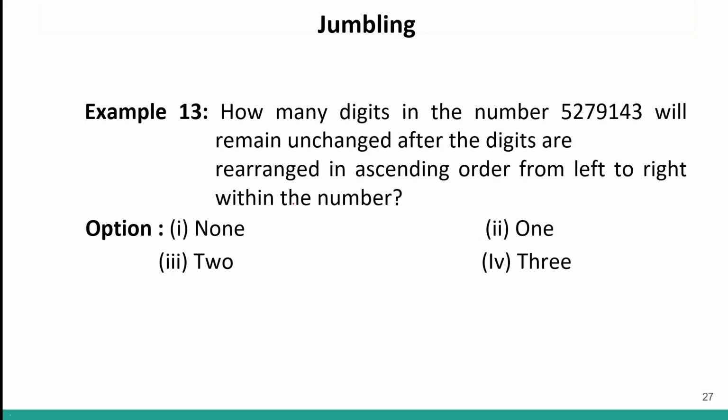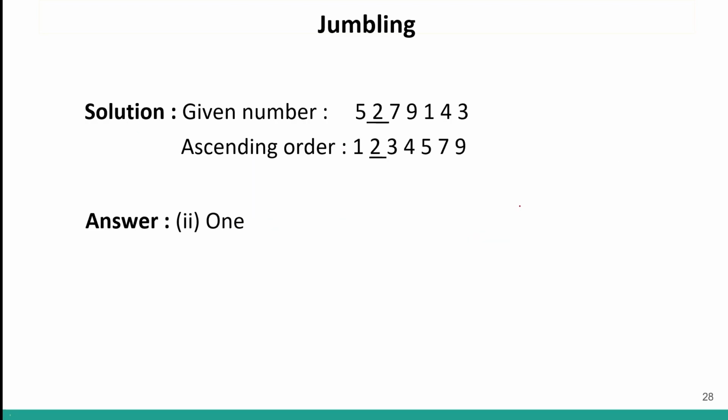Okay. Now let us look at this example 13. How many digits in the number will remain unchanged after digits are rearranged in ascending order from left to right within the number? So first we have to arrange them in ascending order from left to right. So if I arrange them in ascending order, it will be 1, 2, 3, 4, 5, 7 and 9. We have to find out how many digits will remain unchanged. So if I look at this, I can see that only 2 is a digit which has remained unchanged. Everything else has changed. So our answer will be option number 2, 1.